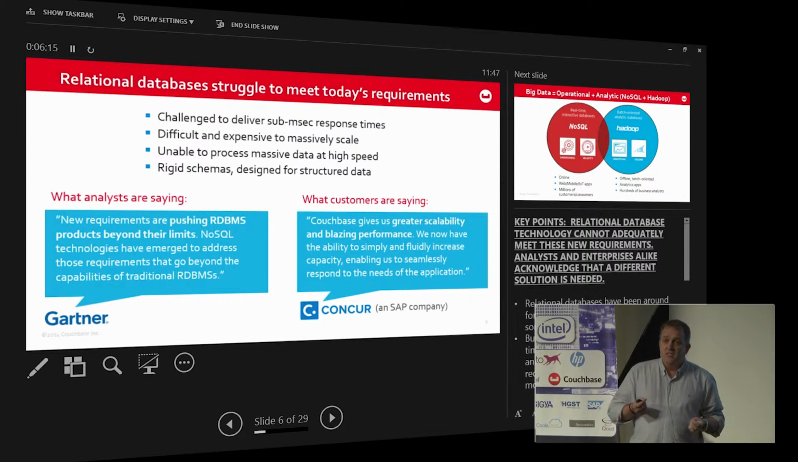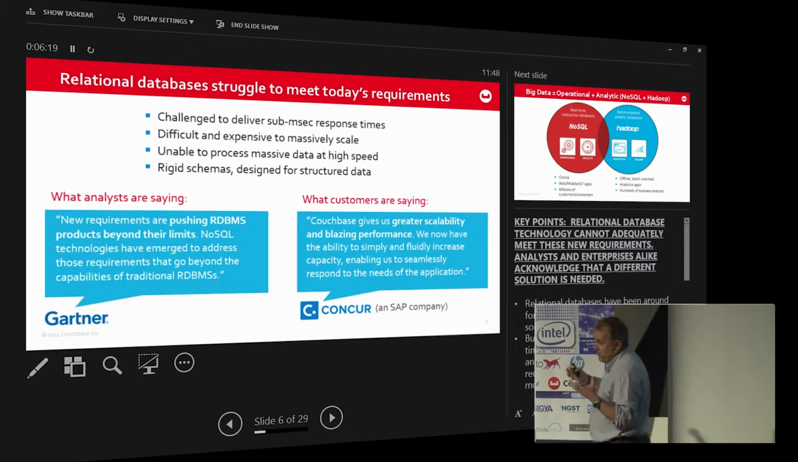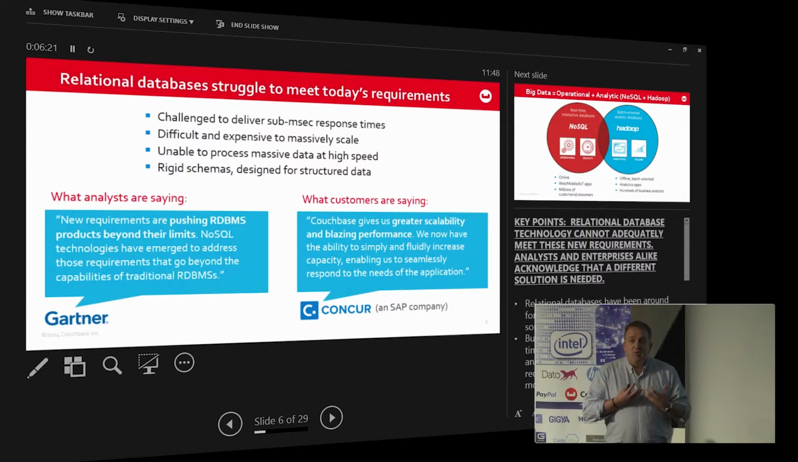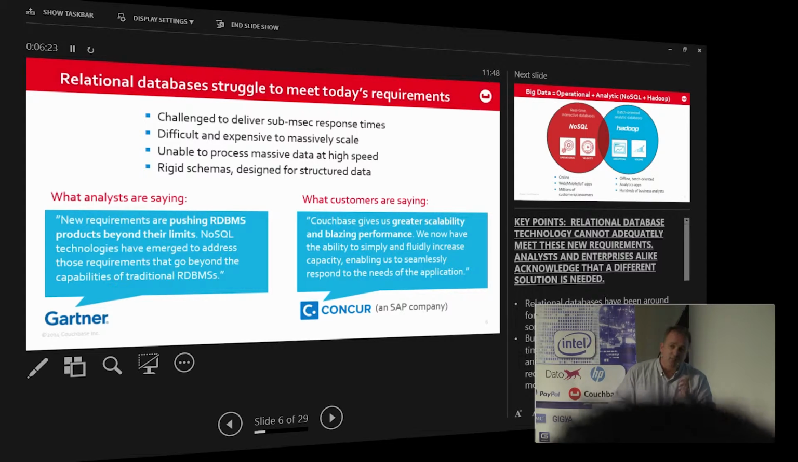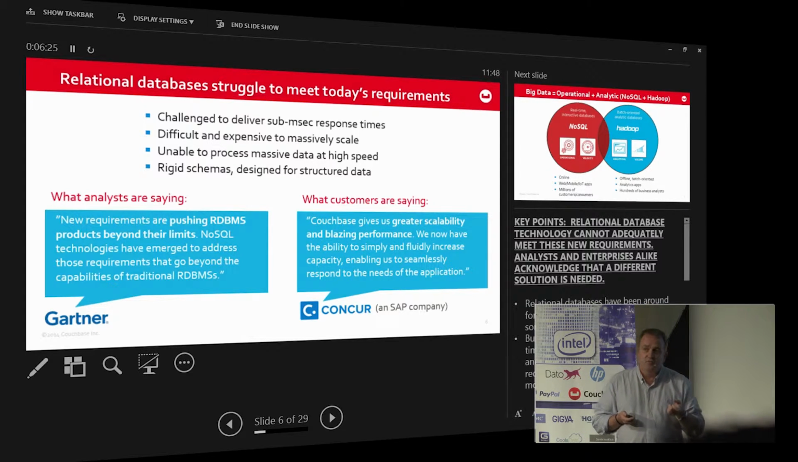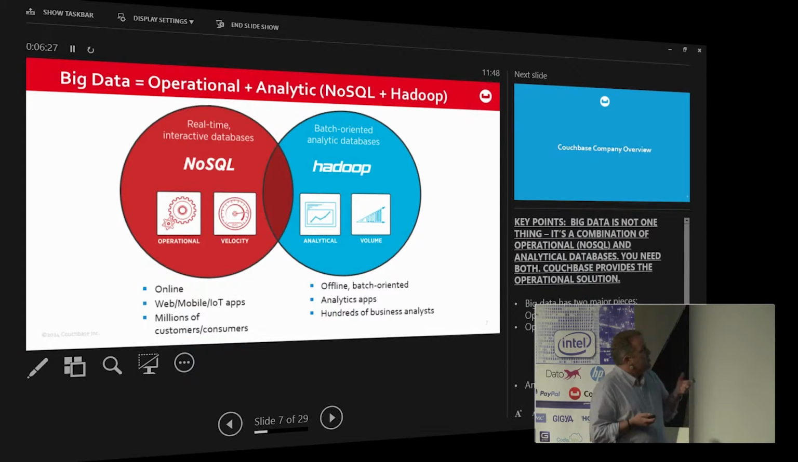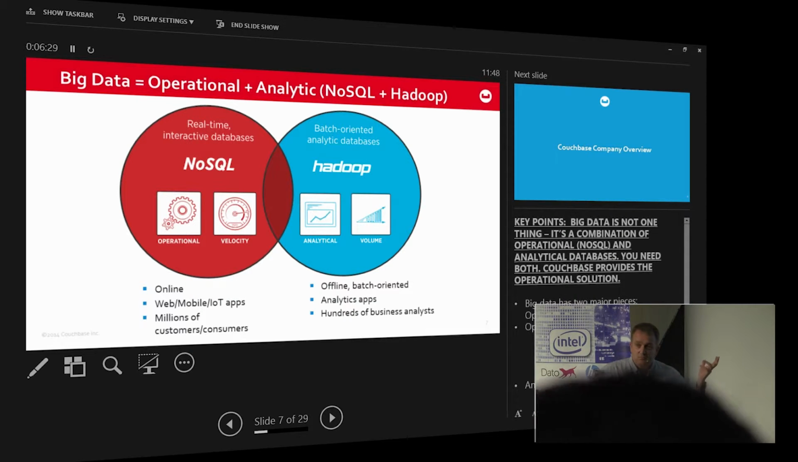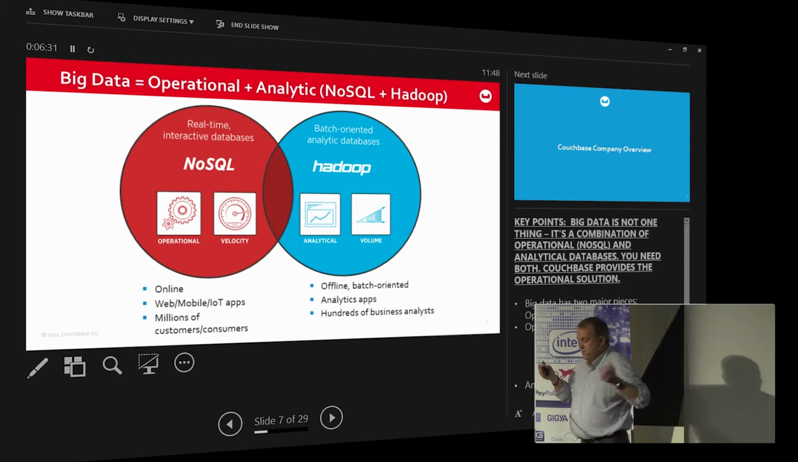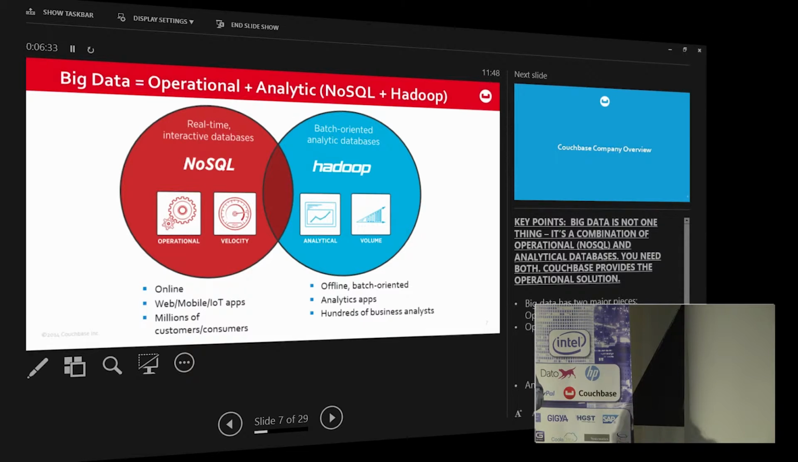And that's why companies came up with Exadata. That's why companies came up with Teradata appliances and all these appliance-based solutions, because they were being pushed to the limit and they had to milk the extra bit of performance out of them. So we're here today to talk about big data and where we fit into it.